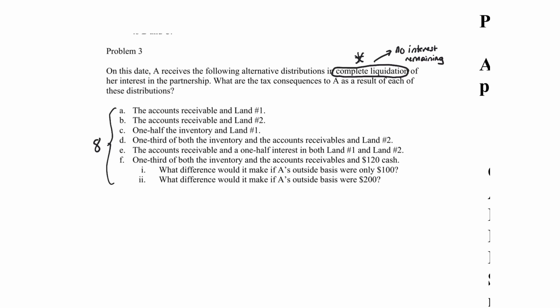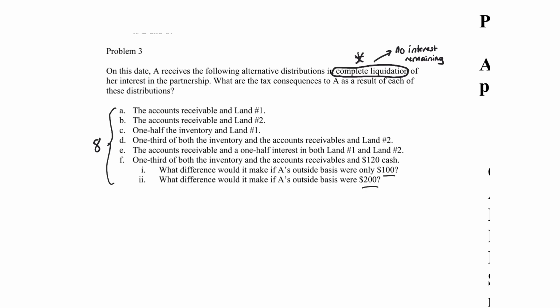Then F1 and F2 are going to change the basis of A's partnership interest, A's outside basis, with respect to F. So it changes it to $100 in F1 and to $200 in F2. So we're going to see all the possible rules applying to complete liquidations of simple distributions with respect to A. I said complete liquidation, I meant liquidation of A's interest. So we're going to see all of those different rules. Keep that in mind.